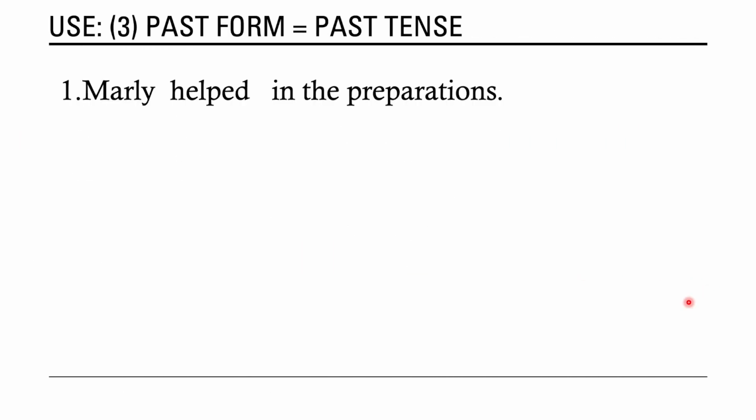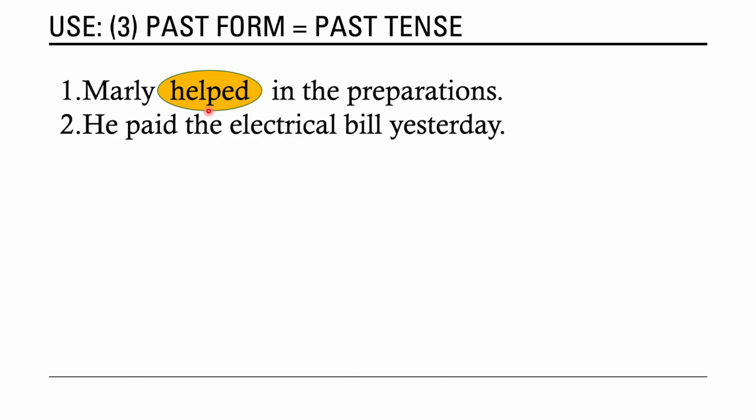And then how about the past form, the principal part of the verb past form? So of course it's used for the past tense. Okay? Past. Tapos na, nagdaan na. Marley helped in the preparations. So helped. When did that happen? So it could have happened yesterday, last week, last month, last year. Helped. Tapos na. He paid the electrical bill yesterday.